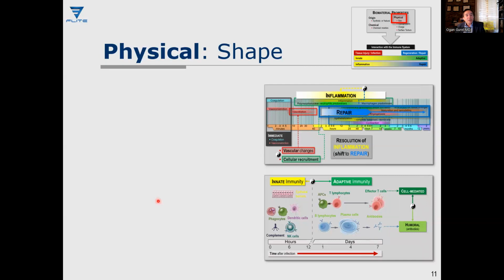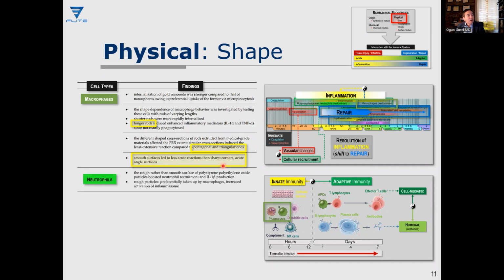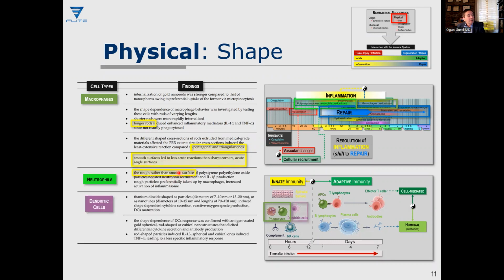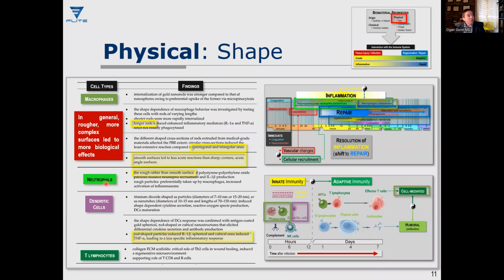Now, what about shape? For example, particles or the topography, the shape, is it spherical? Is it elongated? Macrophages can be influenced more by longer rods, pentagonal, triangular objects. Smooth surfaces cause a less acute reaction than rough, sharp corners and acute angled surfaces. Neutrophils are also influenced more by rough surfaces, and dendritic cells are rod-shaped particles. So the takeaway message here is that in general, rougher, more complex surfaces led to more biological effects.